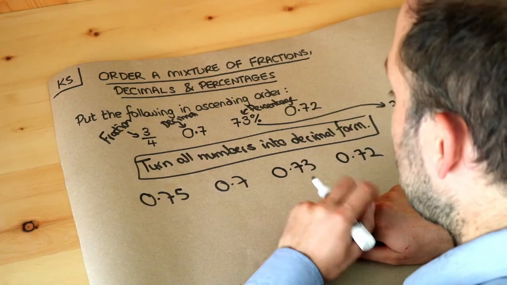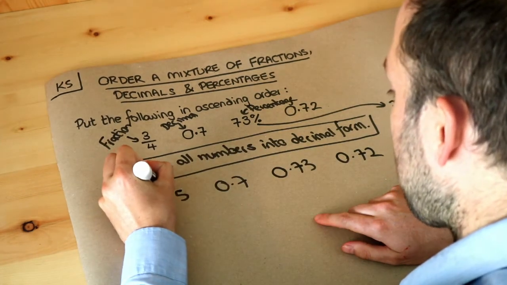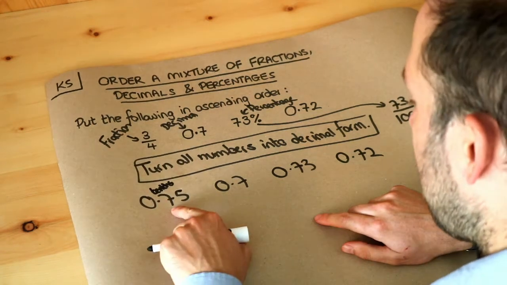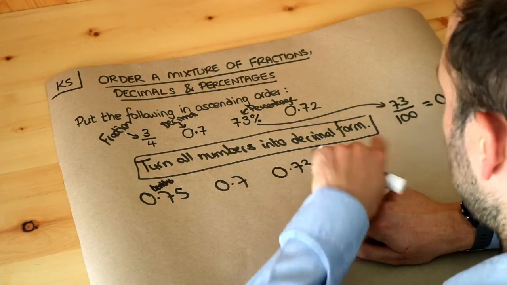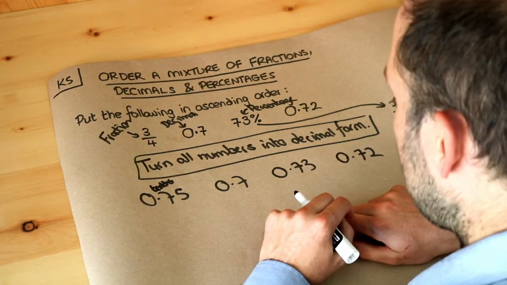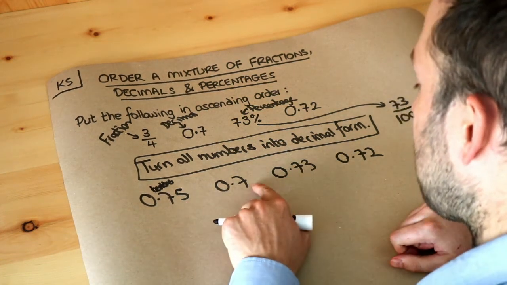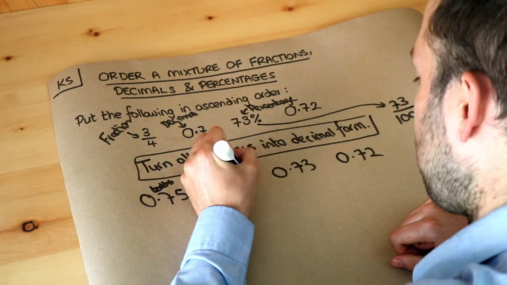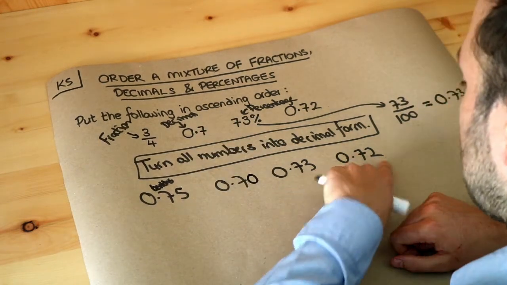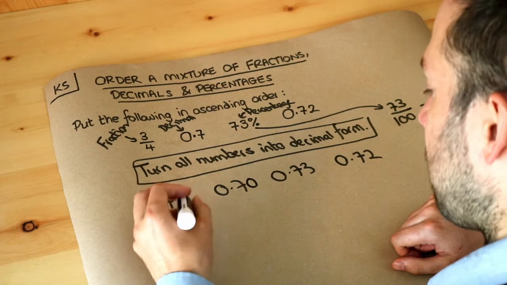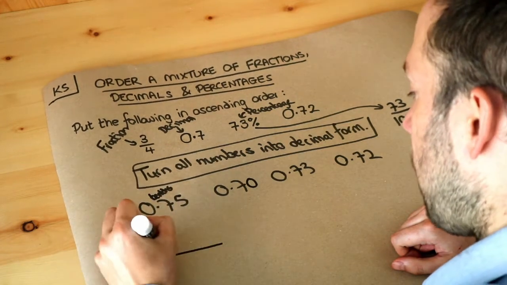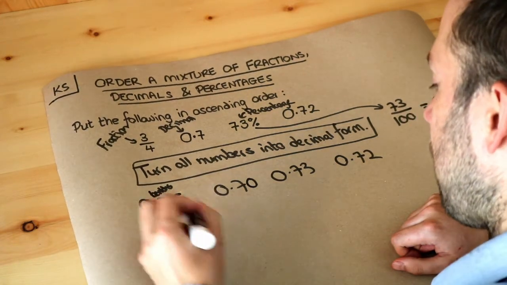Now let's compare the tenths digit. This is the tenths digit here. Again, they're all 7, so it's a draw. So we're going to have to compare the hundredths digit. Well, this has a hundredths digit of 5. That doesn't have a hundredths digit. You could say the hundredths digit is 0. That's 3, that's 2. Well, that one's clearly the smallest, so we have 0.70 first.